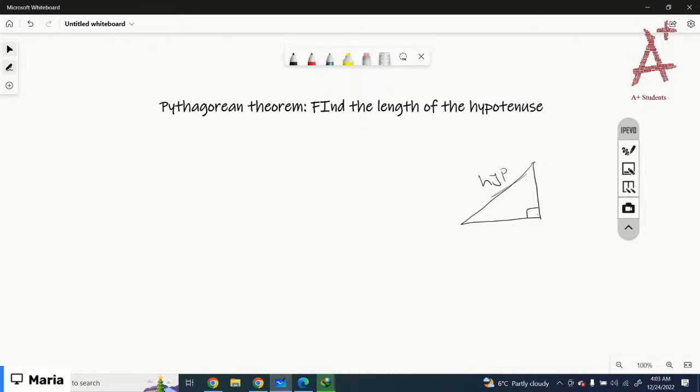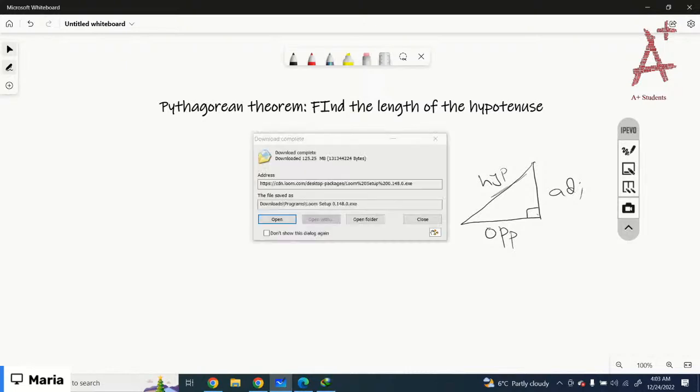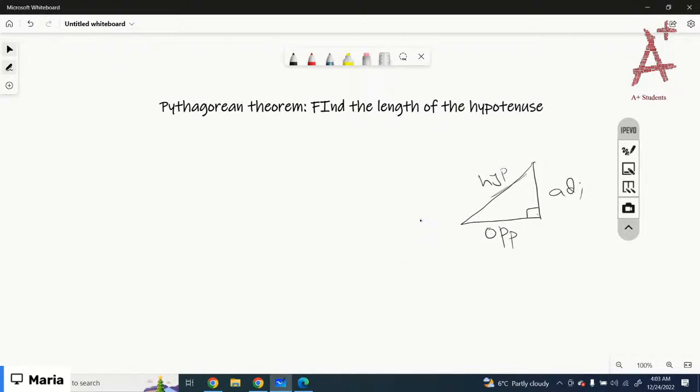The length of the hypotenuse is always greater than the length of the opposite and adjacent sides. Got it? That is adjacent and that is opposite. Because the sum of squares of the adjacent and opposite equals the square of the hypotenuse, the hypotenuse is always greater than the other two sides. And that is the Pythagorean theorem.